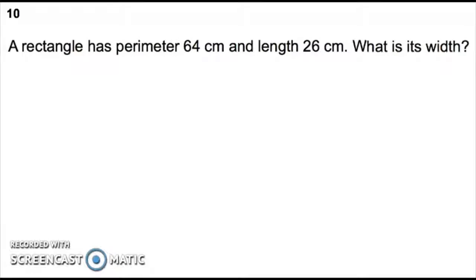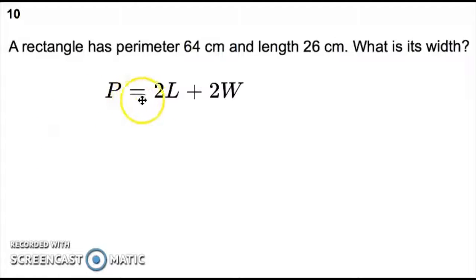Number 10, a rectangle has a perimeter of 64 centimeters and a length of 26 centimeters. What is the width? The formula for perimeter is P equals 2L plus 2W, and here's why. In a rectangle, we have opposite sides being equal to each other. So we have two lengths and two widths being added up, because remember, perimeter is the distance all the way around. So 2 times one of the lengths plus 2 times one of the widths will give you the total distance around the rectangle. But we are looking for the width.